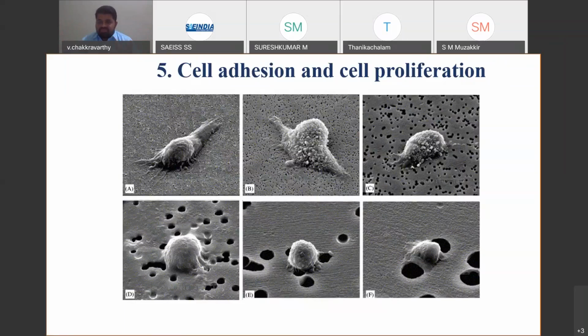Cell adhesion means initially the cell will adhere, then later one cell will multiply into 1,000 cells, and that multiplication is called proliferation. So generally we call it cell proliferation. If bacteria are multiplying more, we call it bacterial replication. So this is how we generally denote it.